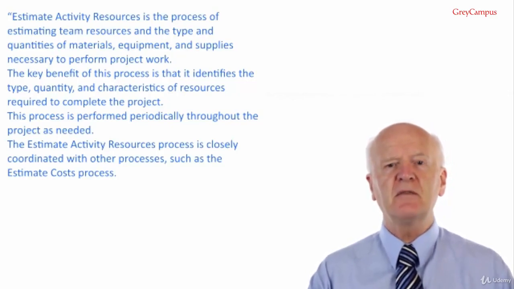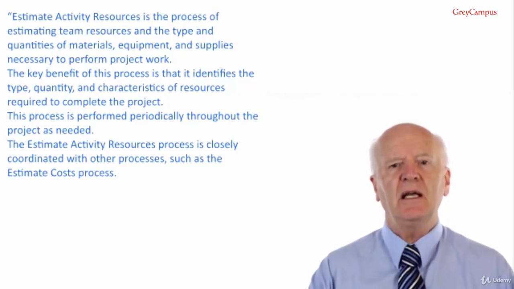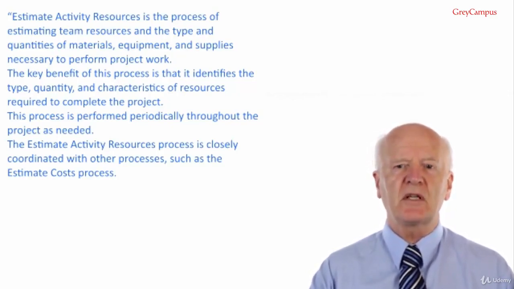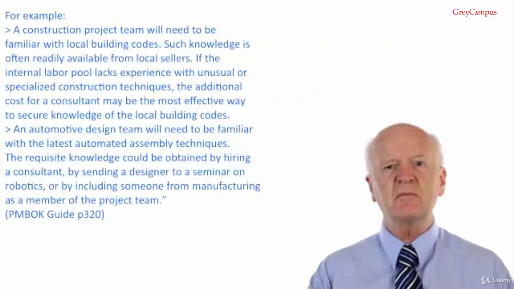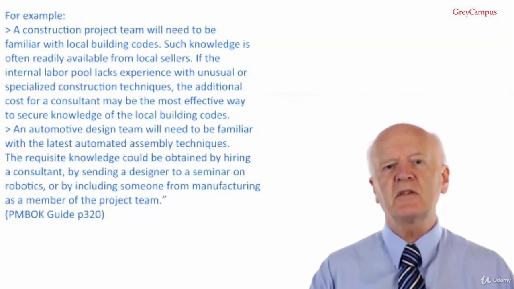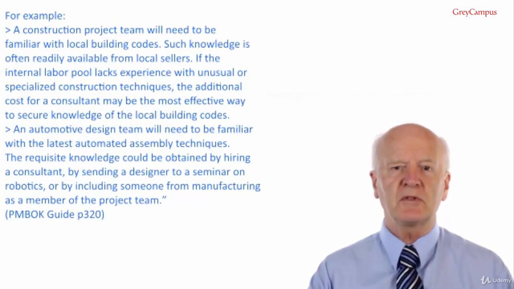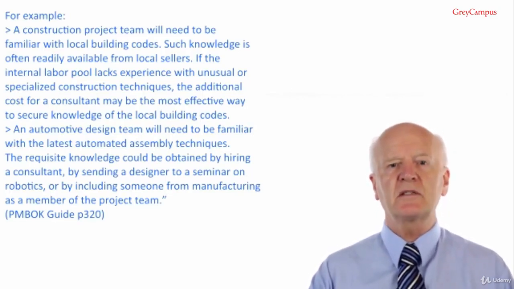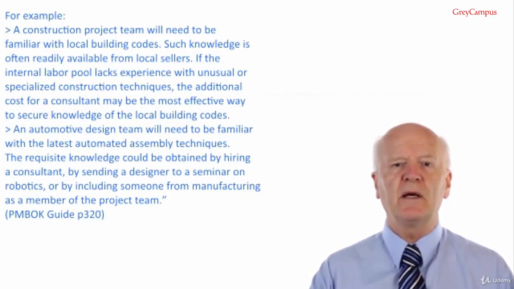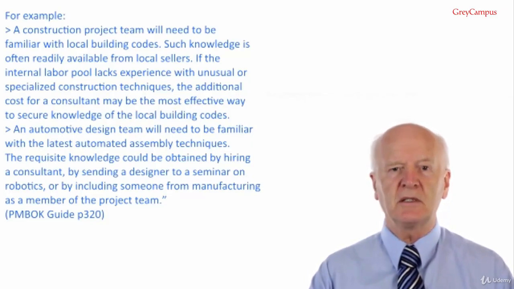The estimate activity resource process is closely coordinated with other processes such as the estimate cost process. For example, a construction project team will need to be familiar with local building codes. Such knowledge is often readily available from local sellers. If the internal labour pool lacks experience with unusual or specialised construction techniques, the additional cost for a consultant may be the most effective way to secure knowledge of the local building codes.